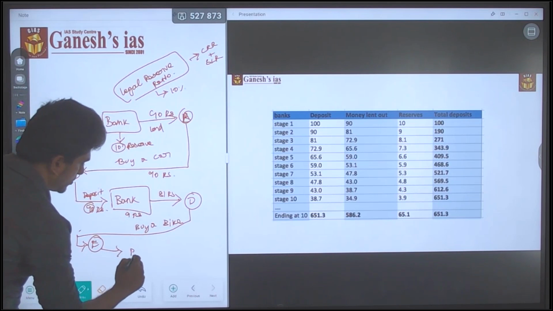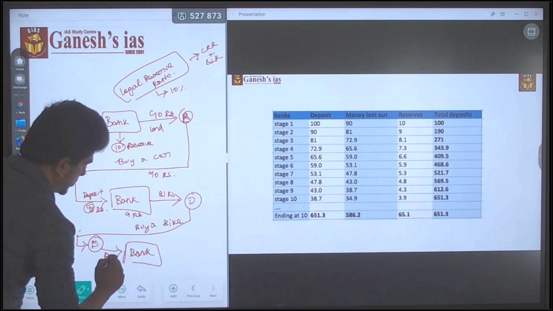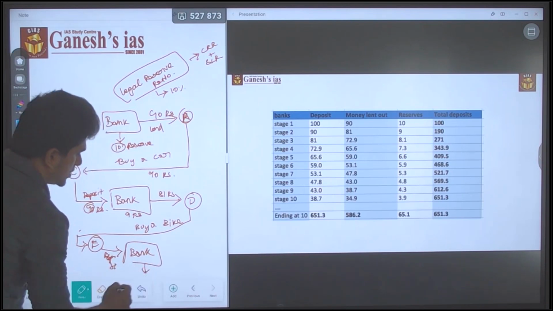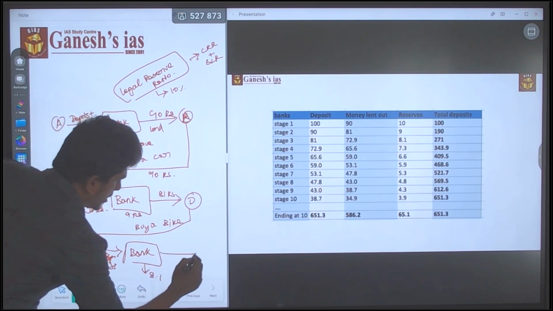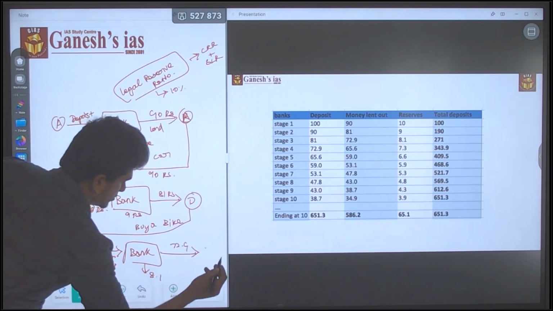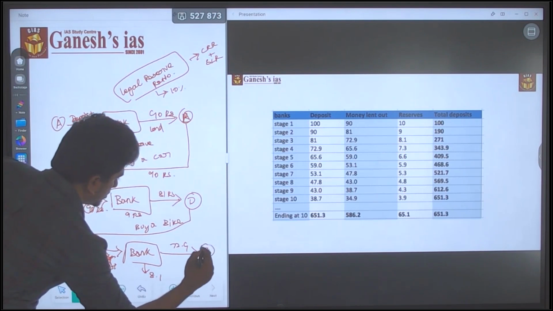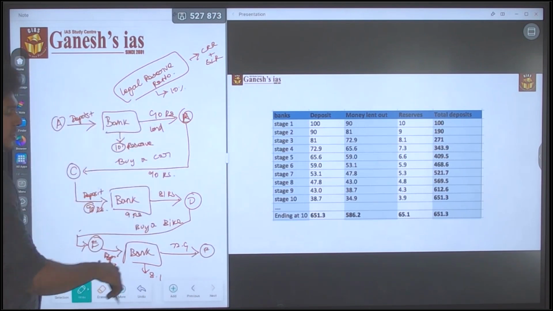He is again going to the bank and deposits these 81 rupees, of which the 10 percent will be 8.1 rupees. The remaining amount, 72.9 rupees, is going to be lent to F. So the cycle will continue.